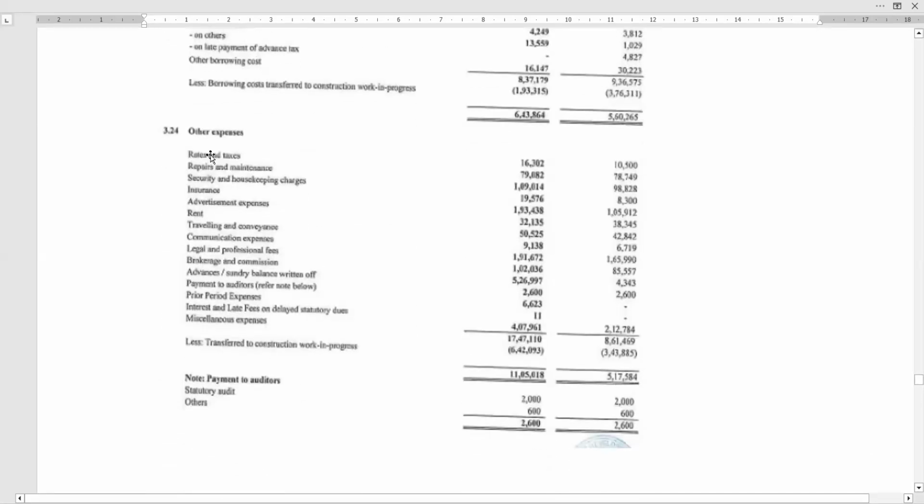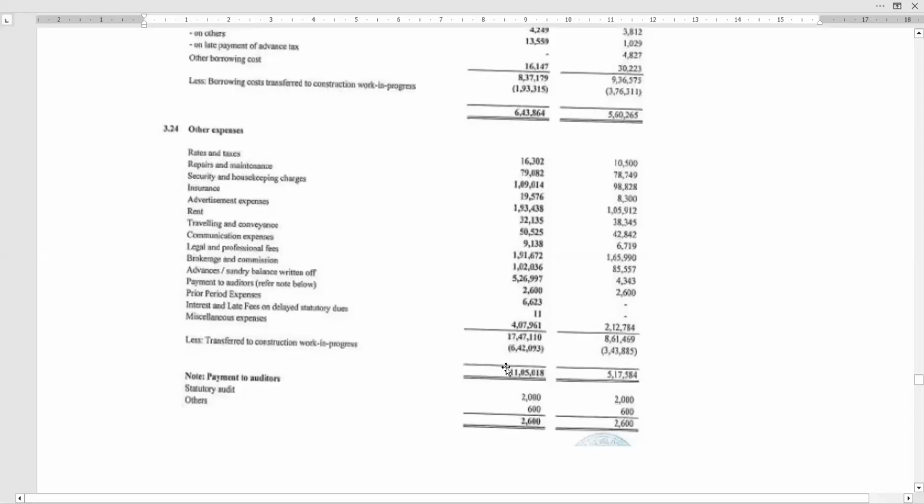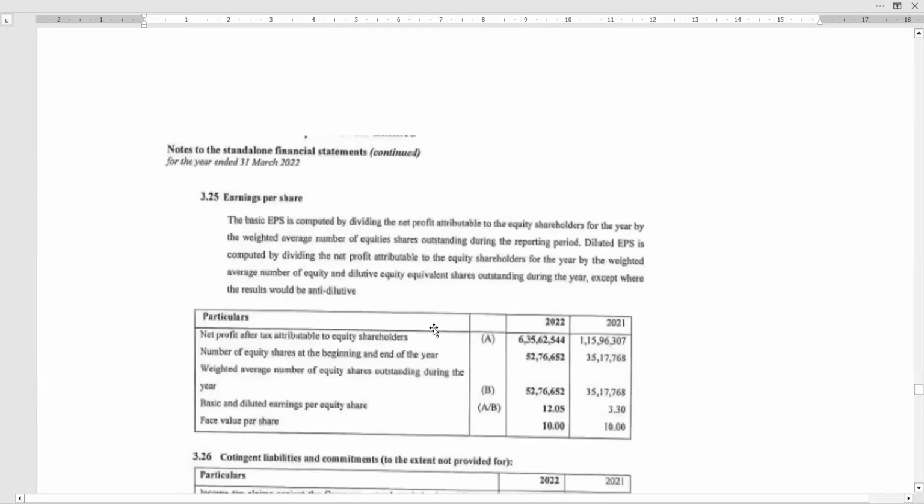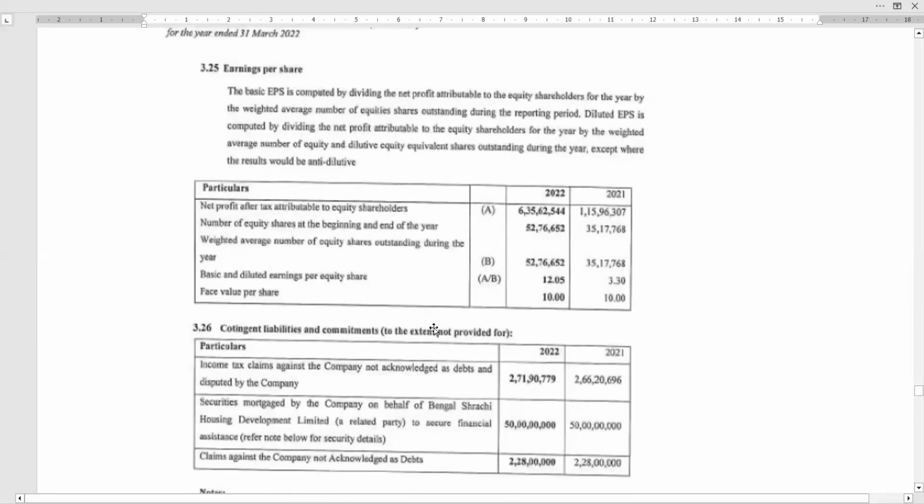Same way, if you see here, other expenses transferred to construction work in progress, 6,42,000. Out of the total other expenses, 6,42,000 has been transferred to work in progress. Okay, all these are getting added to the inventory cost, or construction cost, and subsequently the net figure is going to inventories, that is closing inventories, and payment to auditors. Okay. Now earning per share, fine.